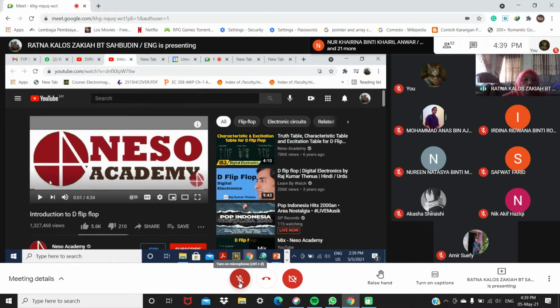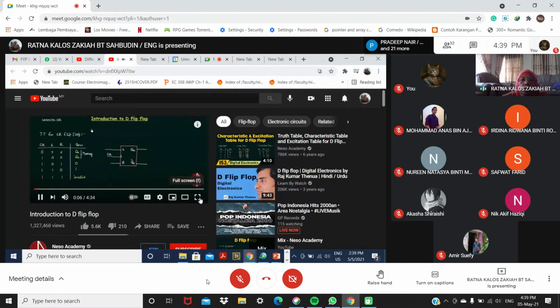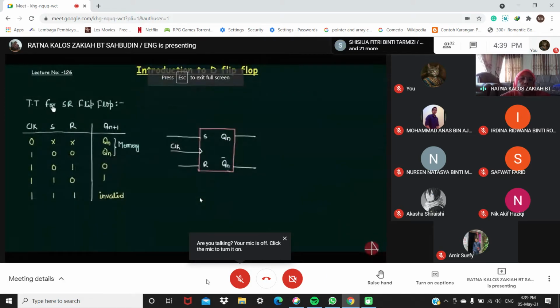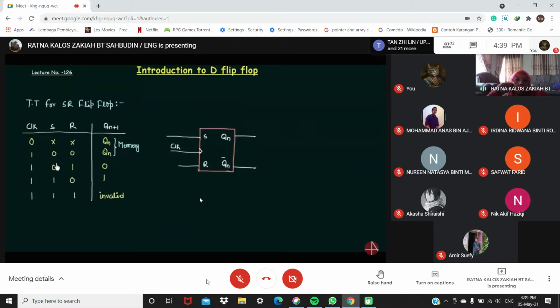Okay, now look at this D flip-flop. In this presentation, we will understand what a D flip-flop is and how we can make a D flip-flop by using an SR flip-flop. You already know what an SR flip-flop is, and I have made the truth table for the SR flip-flop because this is the important thing from which we will derive the conclusion for our D flip-flop.